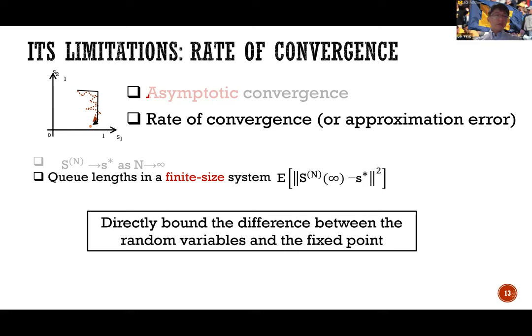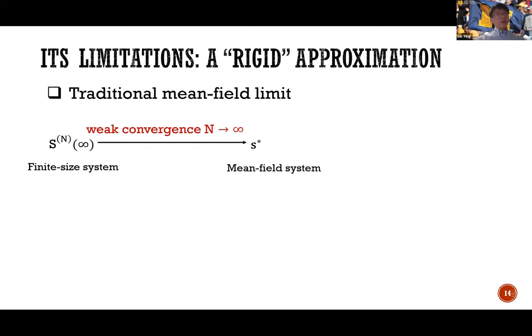But the difficulty here is that it requires us to directly bound the difference, right? We need to directly study the difference between the steady state of the size n system and the mean field S star. We cannot use this limiting approach, especially the interchange of limits, which will not give us a rate of convergence. So that's the first limitation of the traditional mean field analysis based on the interchange of limits.